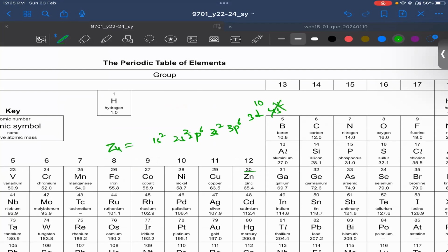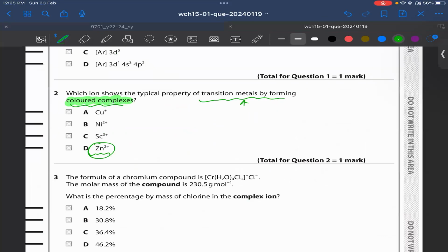But once it loses 2 electrons, Zn2+ has this configuration in which the d subshell is fully filled. So this is not a transition element, and that's why the compounds of zinc are colorless, like zinc chloride or zinc nitrate. They're all colorless. So zinc is not the answer. Is it clear? Yes, sir. And likewise, scandium is also not an answer because again the same thing happens.